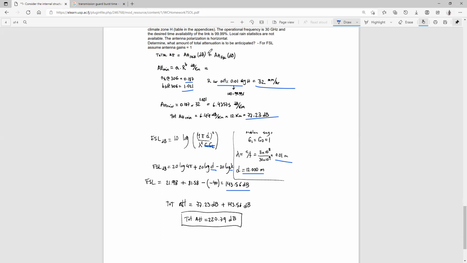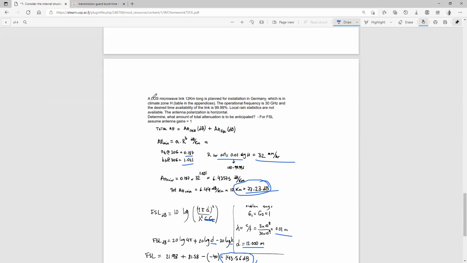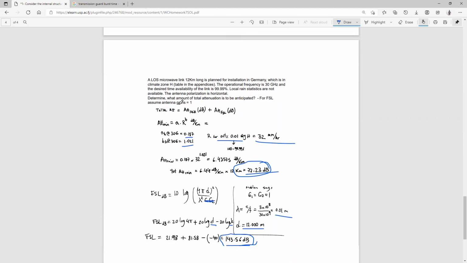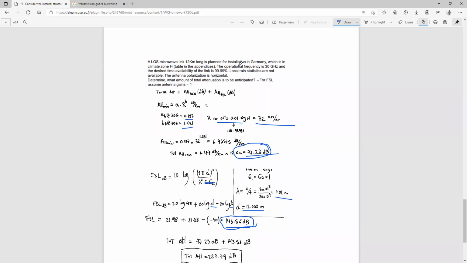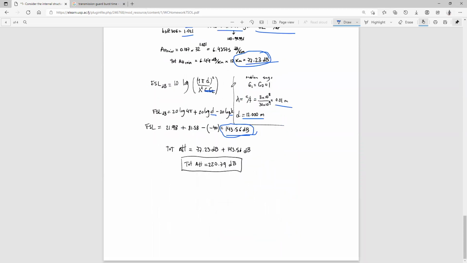Since the total attenuation is due to the range and the free space loss, we have to add this particular value over here, and we have to add this particular value over here. That will be our total attenuation for a line of sight for this particular system that is going to be installed in Germany. So the total attenuation is basically equal to 77.23 decibels plus 143.56 decibels. So our total attenuation is basically equivalent to 220.79 decibels.